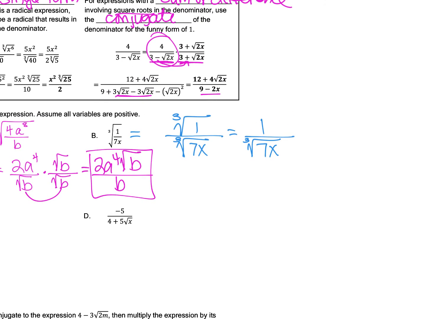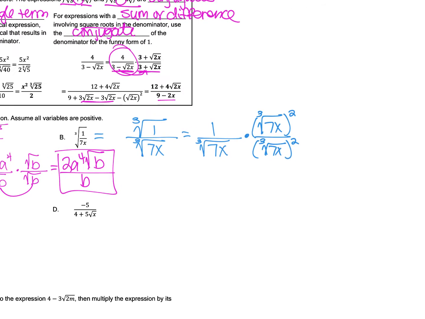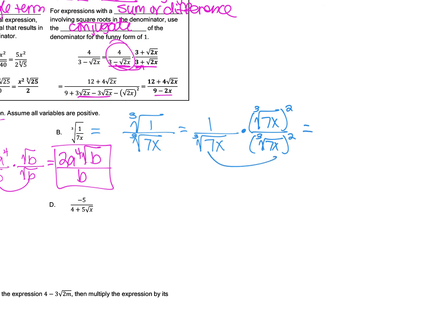Now, we can't have a radical in the denominator, so I have to rationalize it. Now, this one's not a square root. This one's a cube root. So whenever I do this, I'm going to have to do the cube root of 7x, but I'm going to have to square it, because I would have to multiply it by itself 3 times to get rid of it. So if I do that, that's multiplying it by itself 3 times, so it gets rid of it. It's just the radicand, 7x. And then this times 1 just gives me cube root of 7x squared.